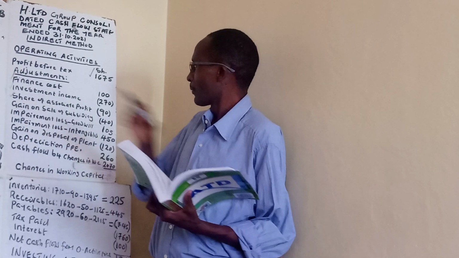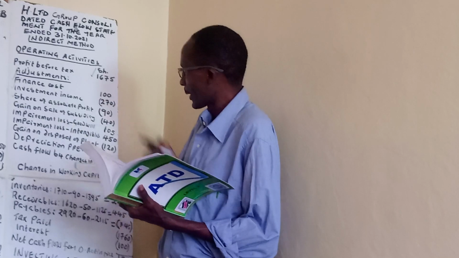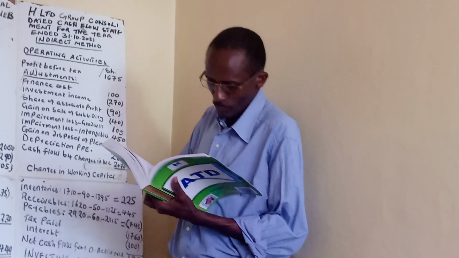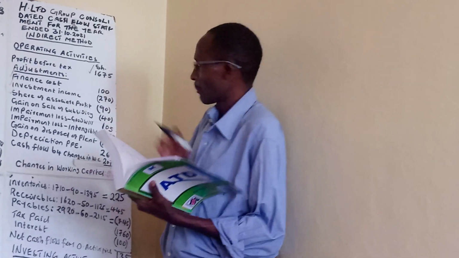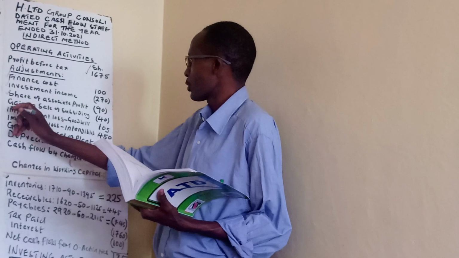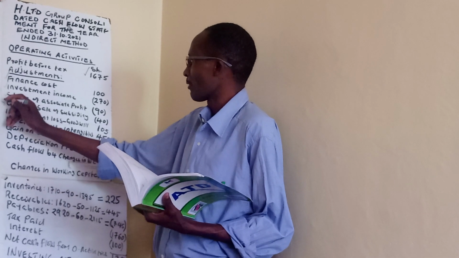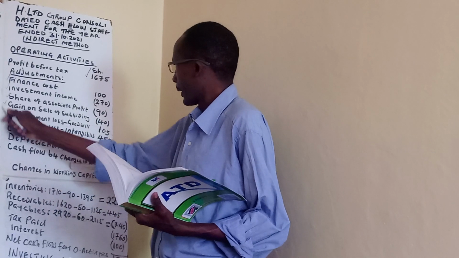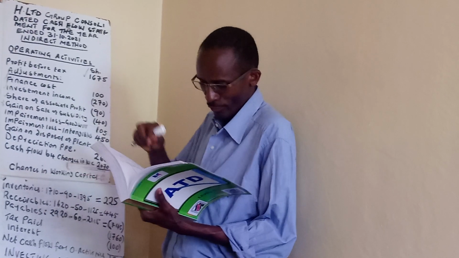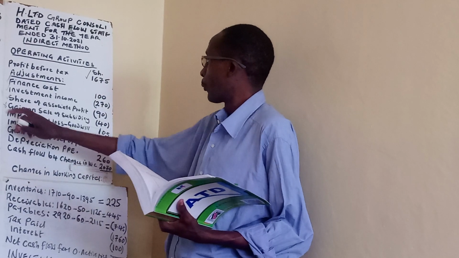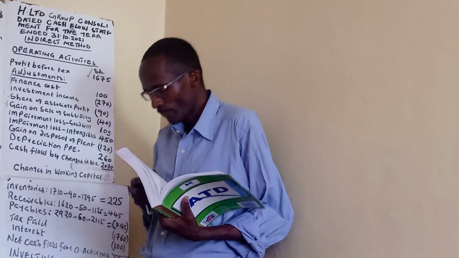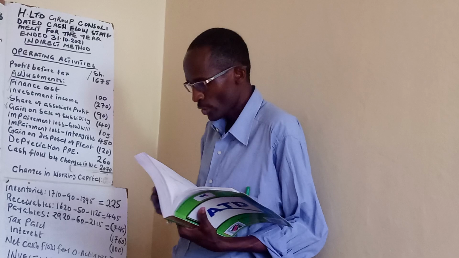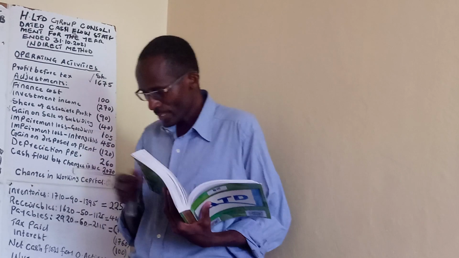We have now this one, gain on sale of subsidiary. I believe that is supposed to be in our calculation, so we need to establish this figure through our working. We have called that one our working, gain on sale of subsidiary. So we have to establish when we sold the subsidiary, did we make a profit or loss? Most of you have the workings.